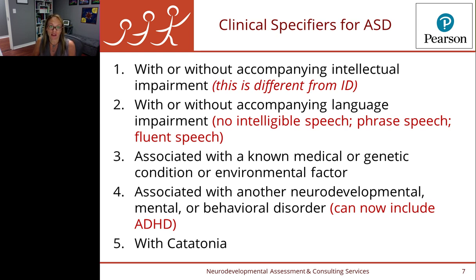First and foremost, do they have accompanying developmental delays or intellectual disability? Right here as a specifier, I'll just say whether or not it's cognitive impairment or cognitive delays. But if I am diagnosing comorbid intellectual disability, I will use another diagnostic code for that, so that I'm giving autism as one code, but also intellectual disability.